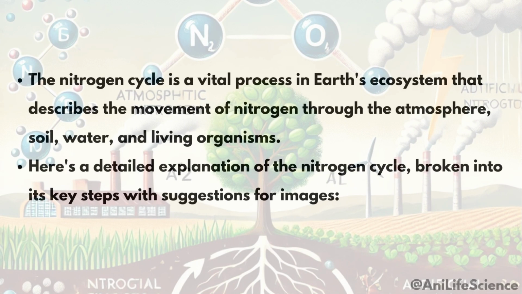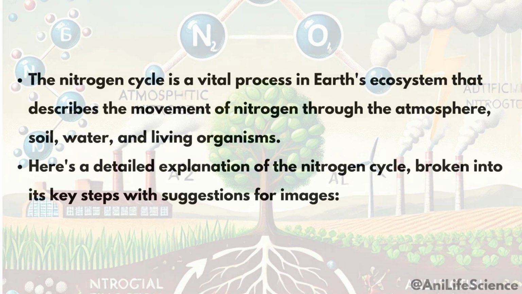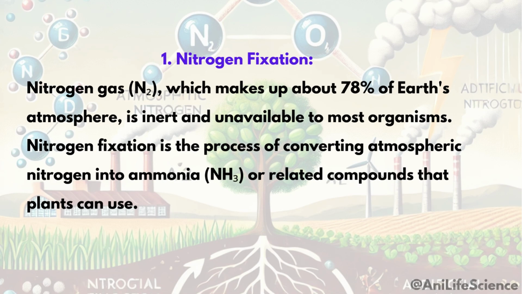The nitrogen cycle is an essential process that moves nitrogen through the atmosphere, soil, water, and living organisms. Let's break it down into simple, teachable steps with examples and visuals for better understanding. First one. Nitrogen fixation. What happens here?